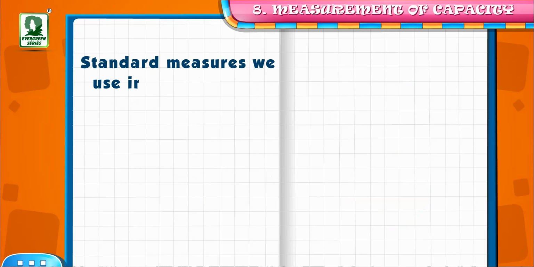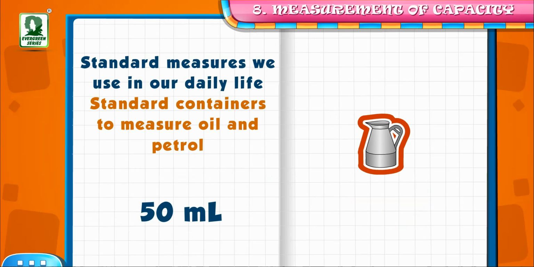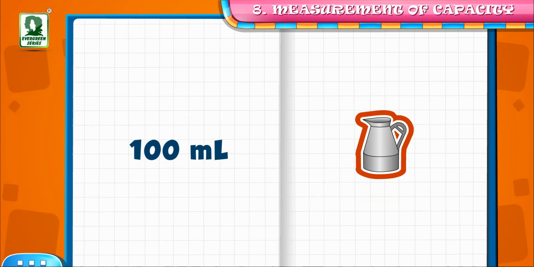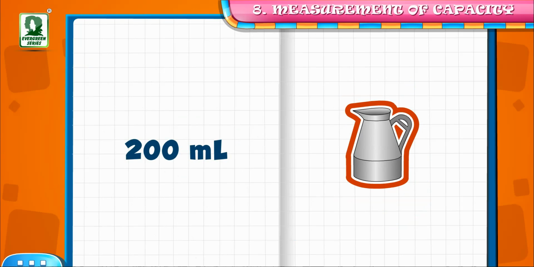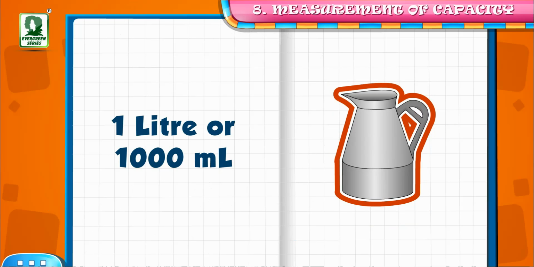Standard measures we use in our daily life. Standard containers to measure oil and petrol: 50 milliliters, 100 milliliters, 200 milliliters, 500 milliliters, 1 liter or 1000 milliliters.